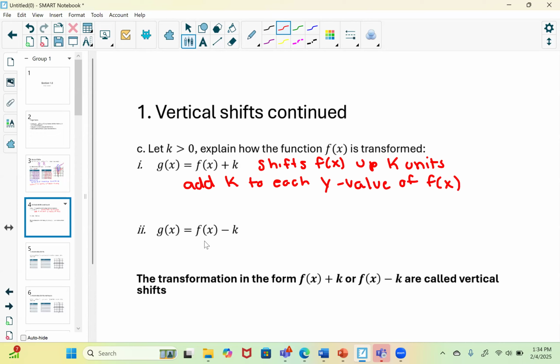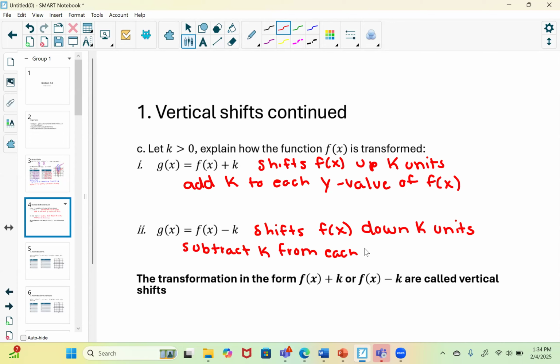If we have f of x minus k, the minus shifts all the y values down. So this shifts f of x down k units. Or we can think about it as we subtract k from each y value. And the x value doesn't change.